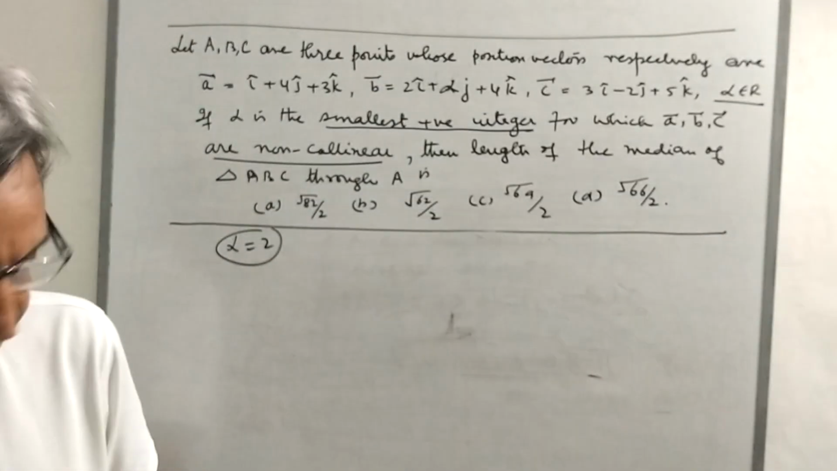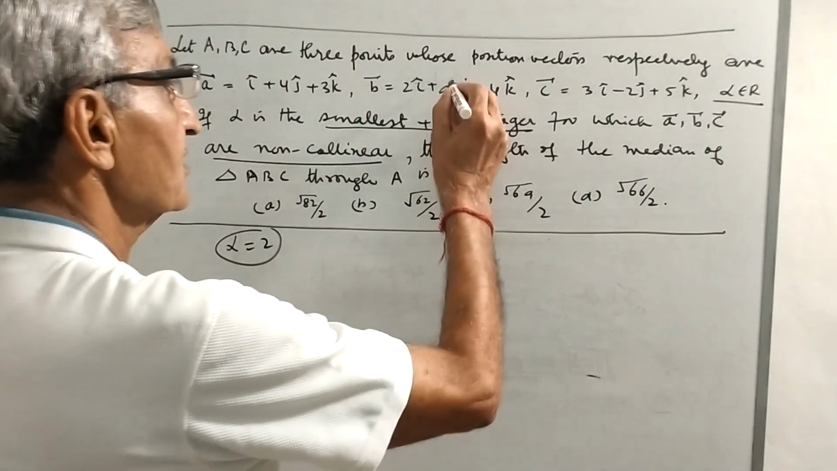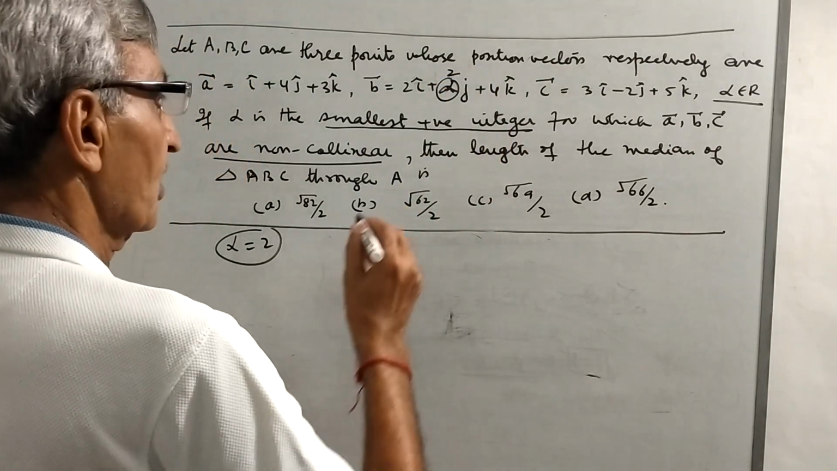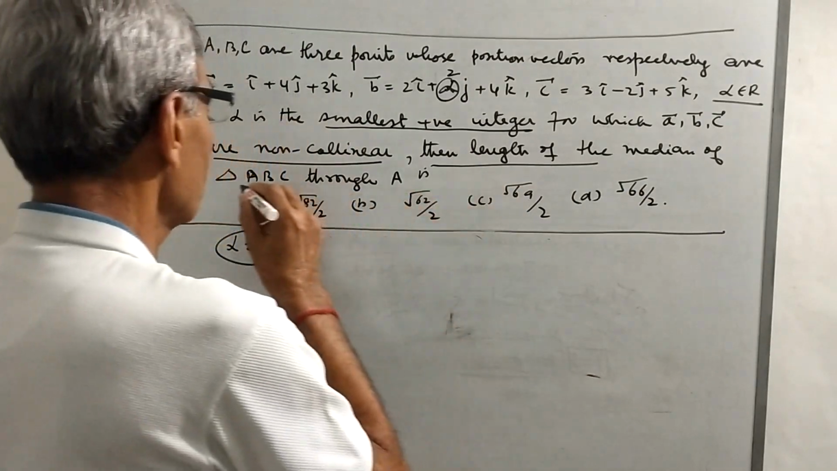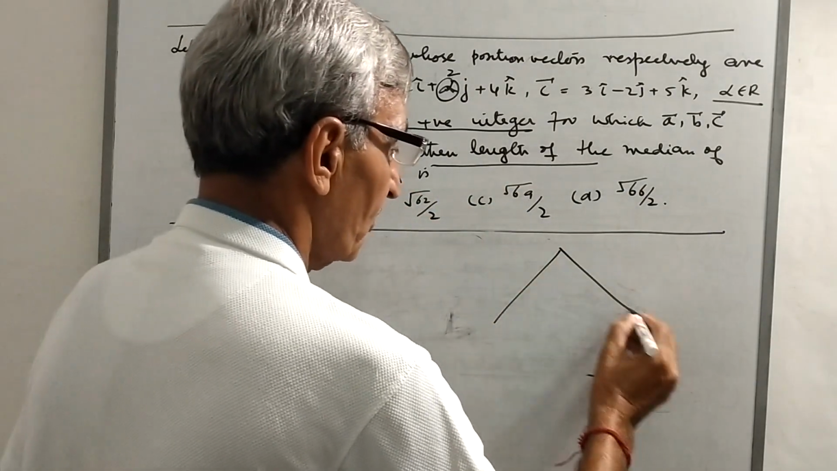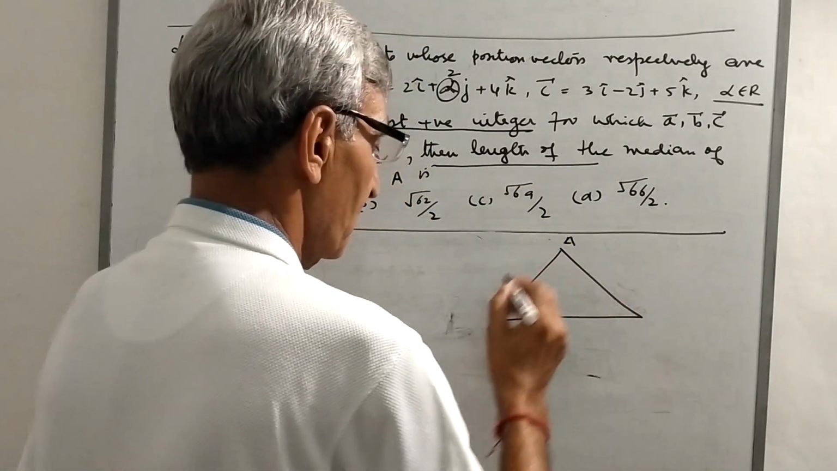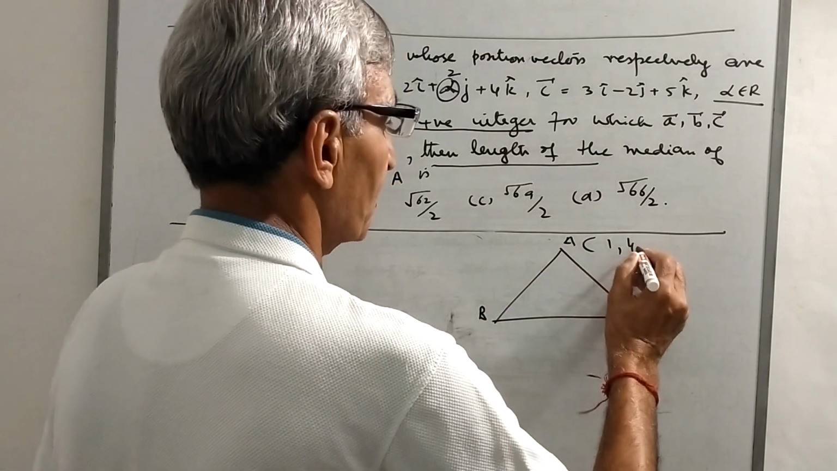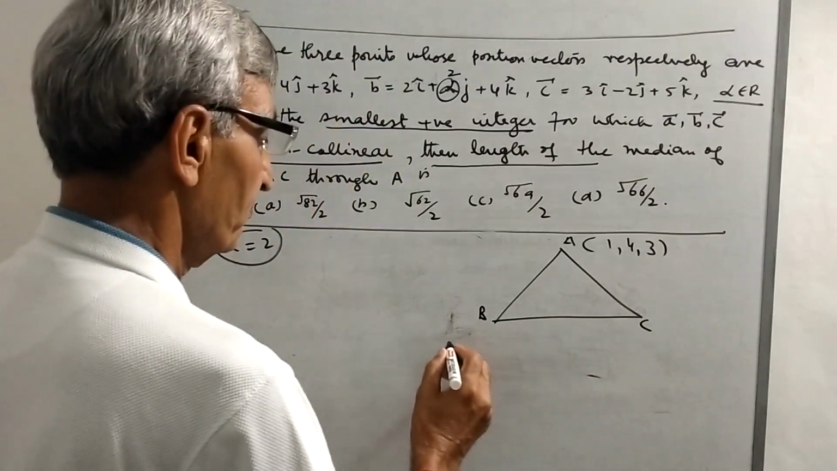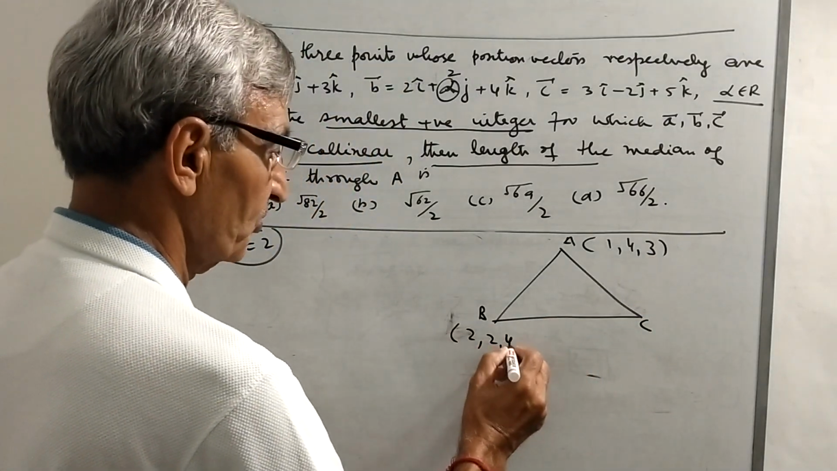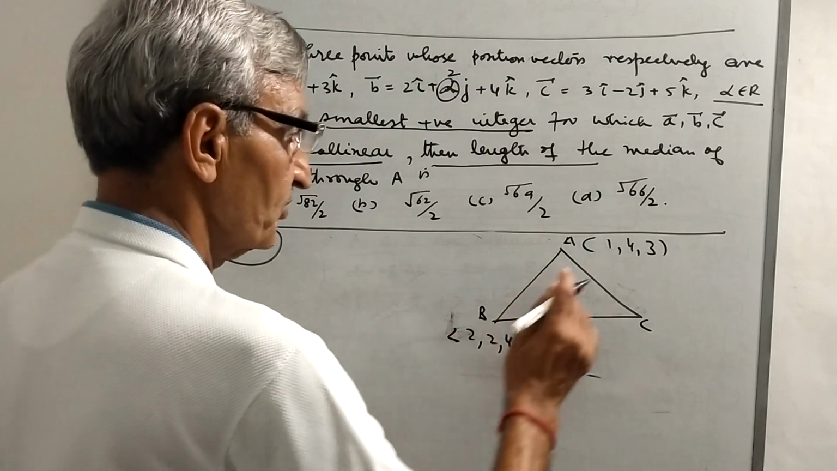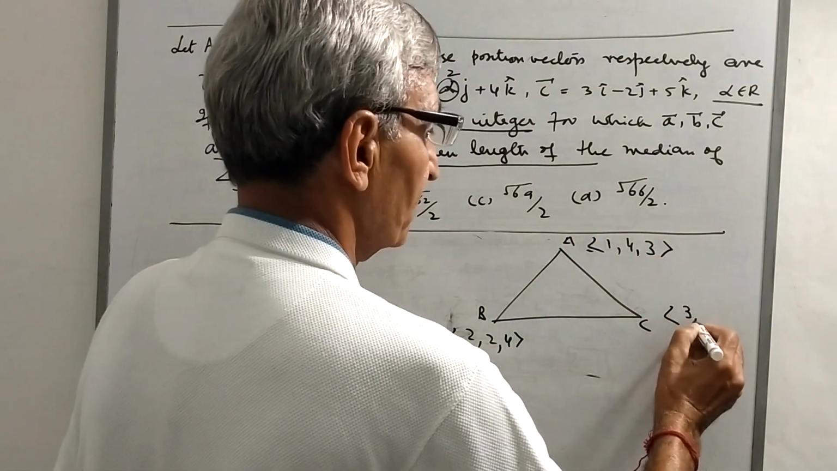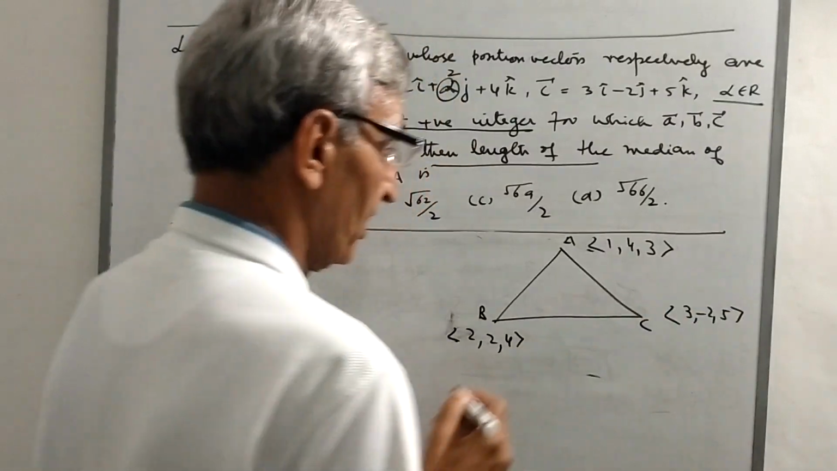Now my next part is when alpha is equal to 2. What I have to find out is the length of the median of the triangle ABC. We have a triangle ABC. The position vector of A is 1, 4 and 3, the position vector of B is 2, 2 and 4, and C is 3, minus 2 and 5. These are the position vectors.